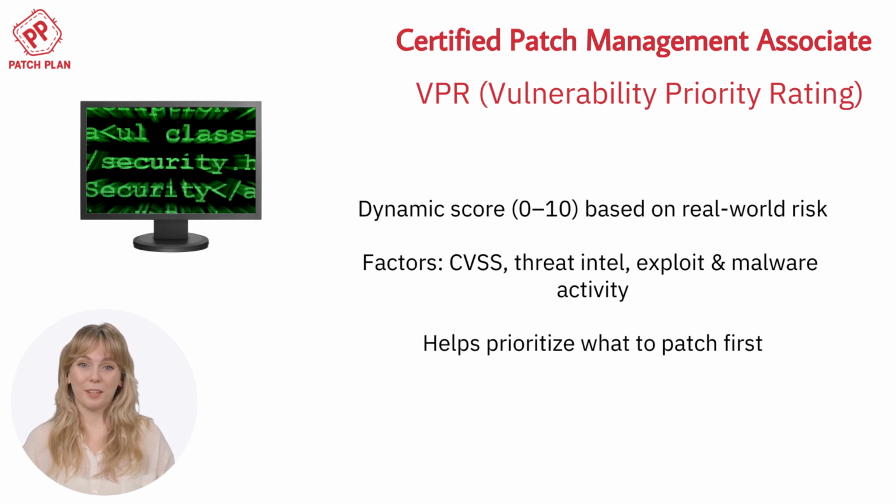A vulnerability with a high CVSS score may not be exploited in practice, while a medium CVSS vulnerability with active exploits may have a high VPR. This helps organizations prioritize what to patch first, focusing on vulnerabilities that attackers are most likely to use right now.